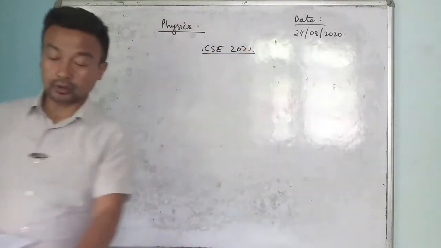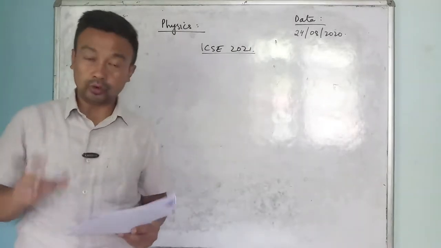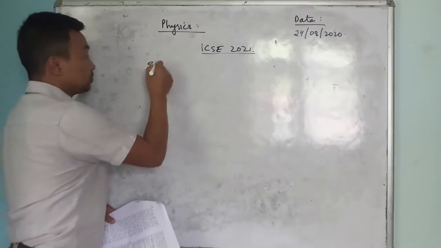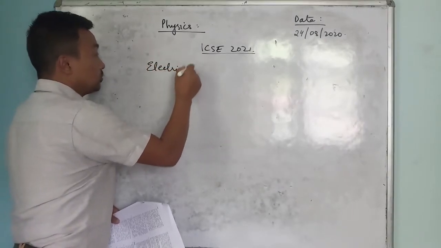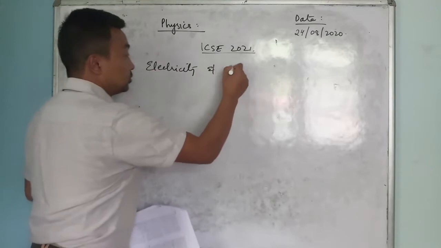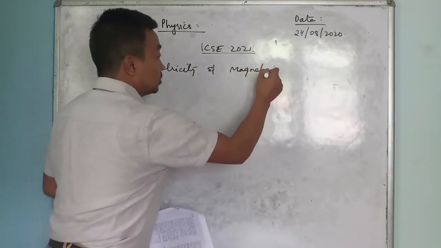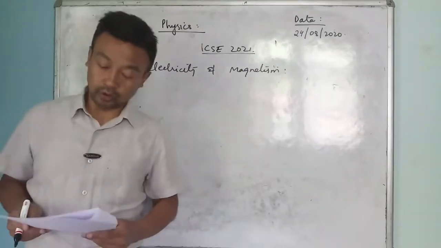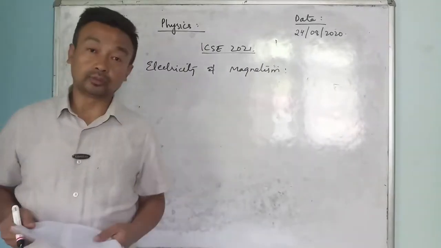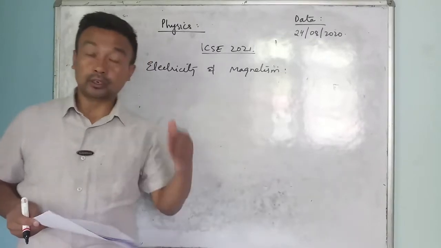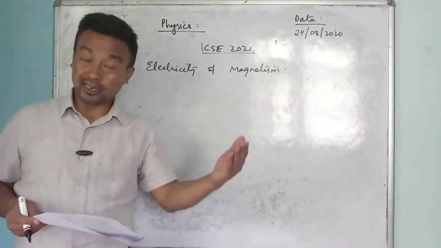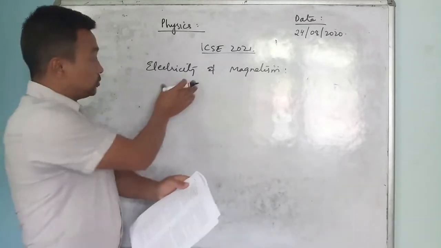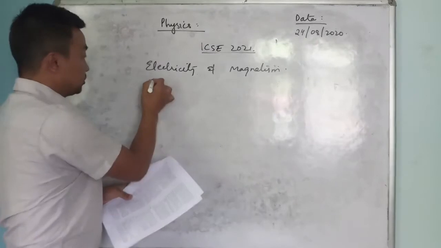This chapter is chapter number 8 in your textbook. Chapters 8 and 9 have been clubbed together and made into electricity and magnetism. Now this electricity, where we talk about the current and the charges, is not a new chapter. We have done it in previous classes, maybe in class 8, class 7.